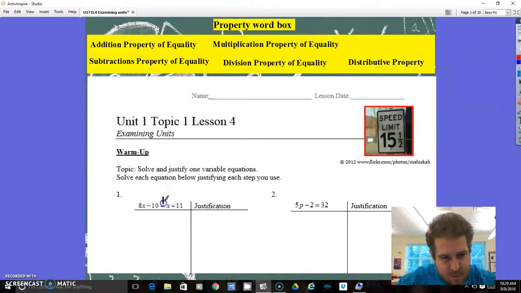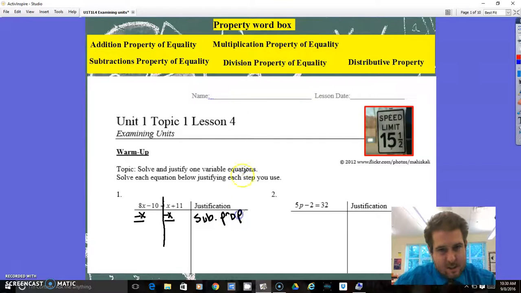So these are variables on both sides. It's a fairly easy question based on the warm-ups that we've been doing recently. Always move the one that's smaller. I want to get rid of x, so I'm going to subtract x from both sides. And this is called the subtraction property of equality, and it's listed at the top. Subtraction property of equality states that if you subtract the same thing from both sides, then you are not changing the answer.